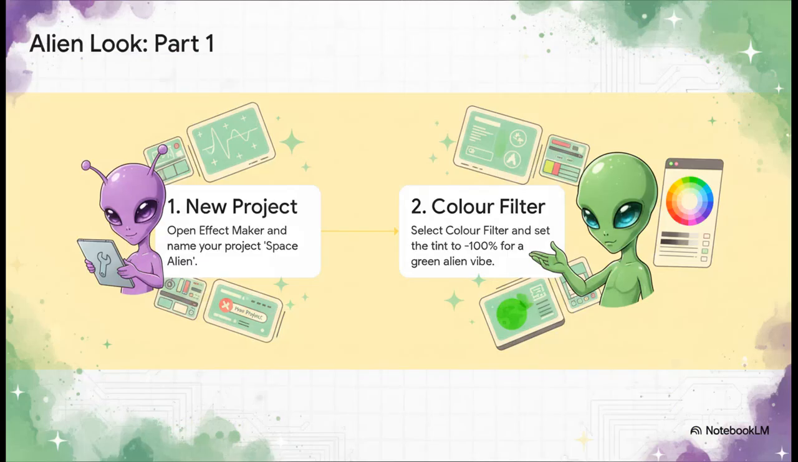First things first, you're going to open up the Effect Maker and start a new project. Let's call it Space Alien. Now, to get that classic alien look, the very first thing we'll do is add a color filter. By cranking the tint all the way down to -100%, you instantly get that perfect green alien vibe. It's like the foundation for our whole look.